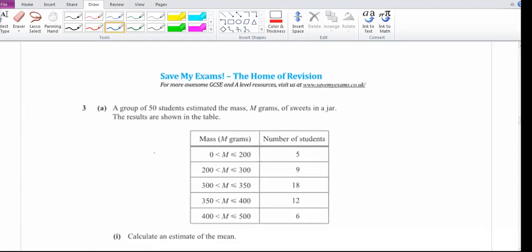The next part is question number 3. A group of 50 students estimated the mass m grams of sweets in a jar. This is the table that shows.